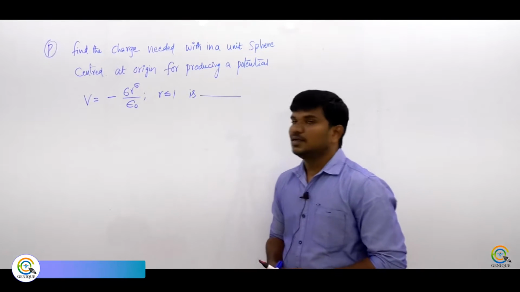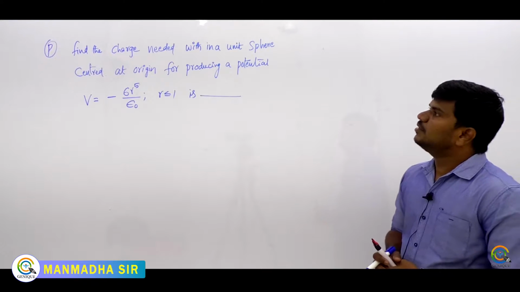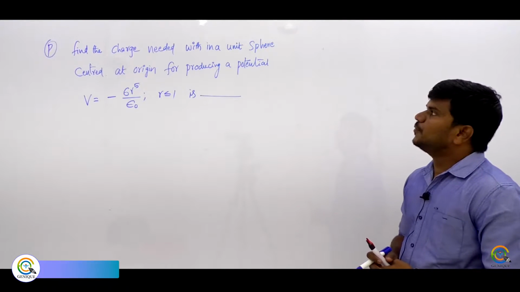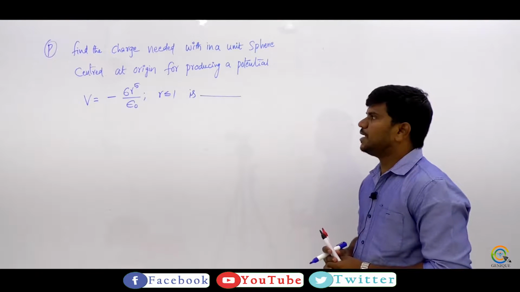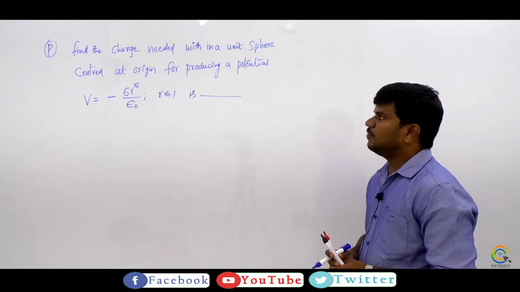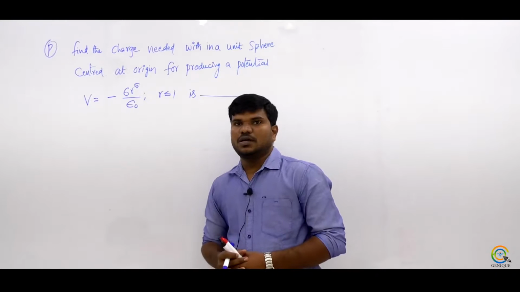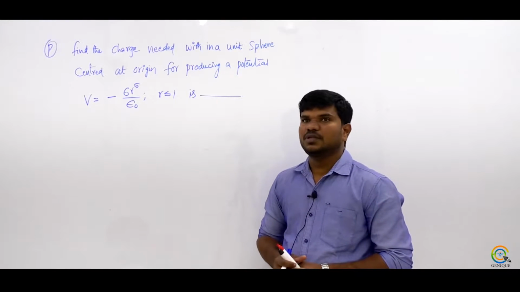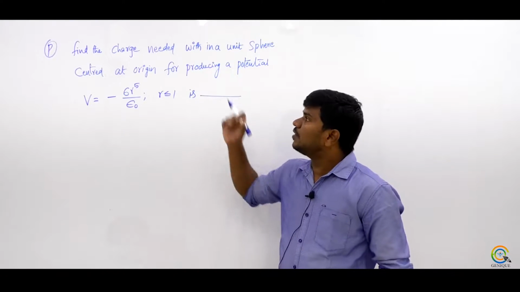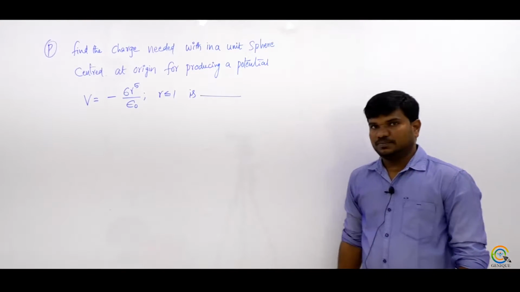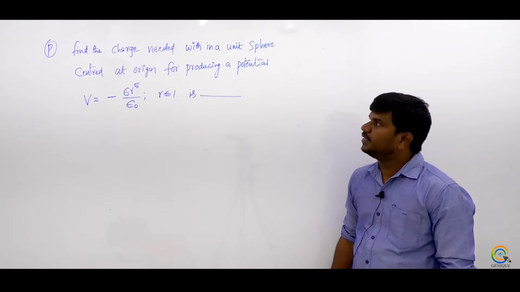Our next question is: find the charge needed within a unit sphere centered at the origin for producing a potential V equals minus 6 r power 5 divided by epsilon naught, for r less than 1. Previously we solved a problem based on the potential function. By using the potential function we found the electric field intensity.